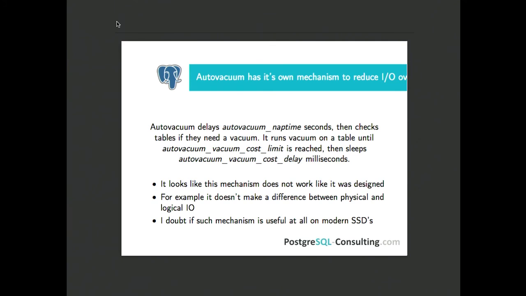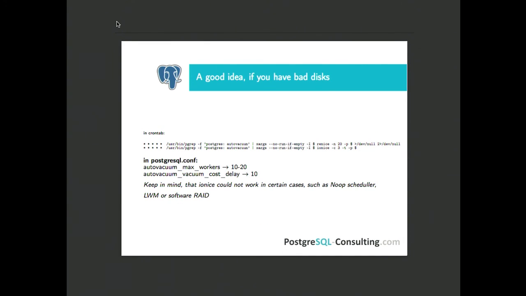Actually, modern SSDs are quite fast. So such kind of external regulation of I/O is not so necessary for them. Besides that, there are several other problems. So if you have a bad disk, really bad disk, you probably should buy a good disk. That's a little bit obvious, but yes, you should do that. But if you have a bad disk, you can actually tweak some things.